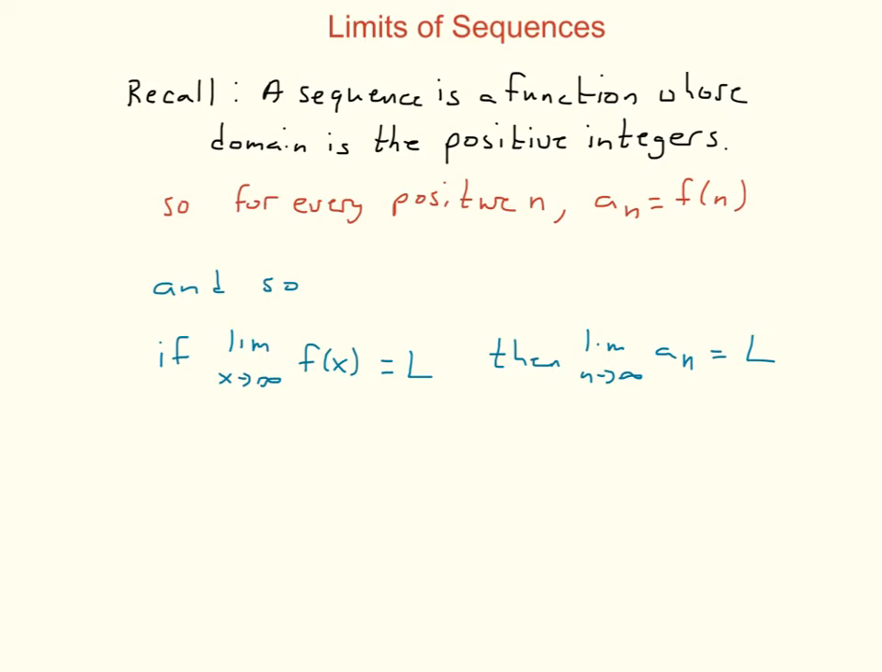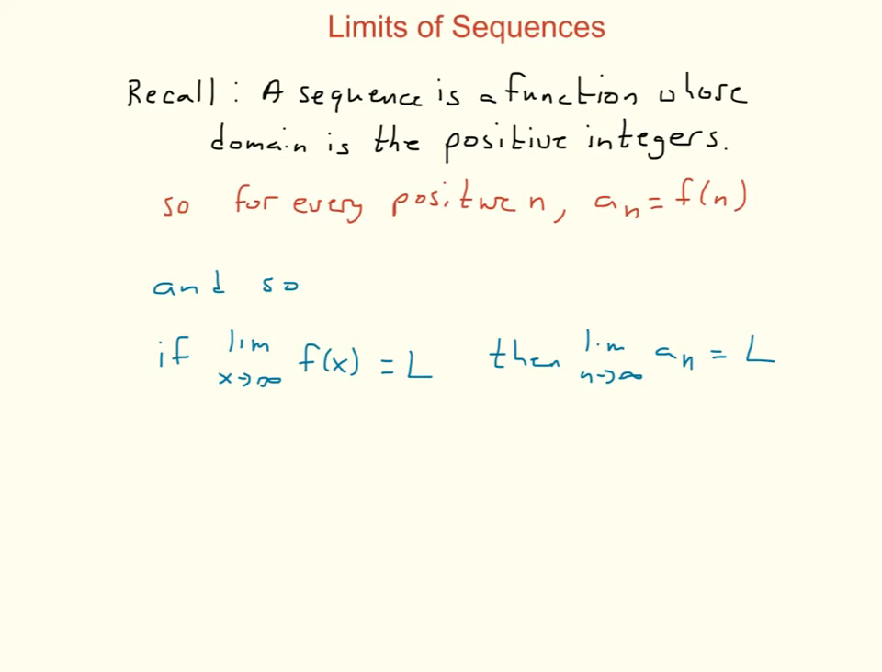Now let's take a look at limits of sequences. What you want to do here is recall that a sequence is a function whose domain is the positive integers. So for every positive n, a sub n is going to equal f of n. So we have some function where we're plugging in positive integers.